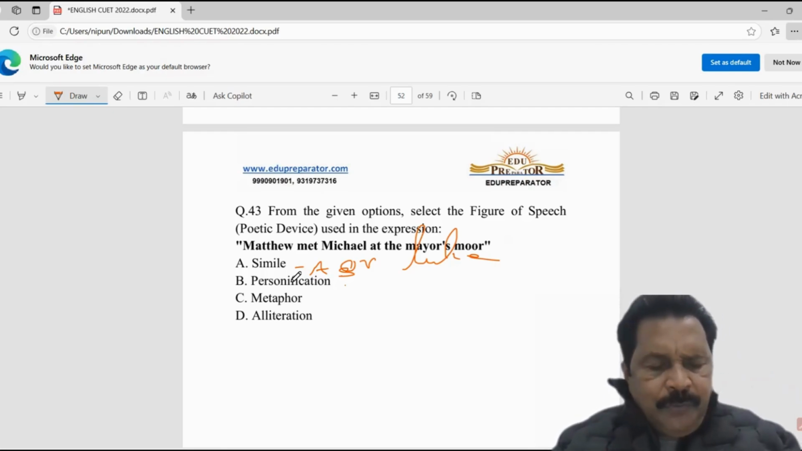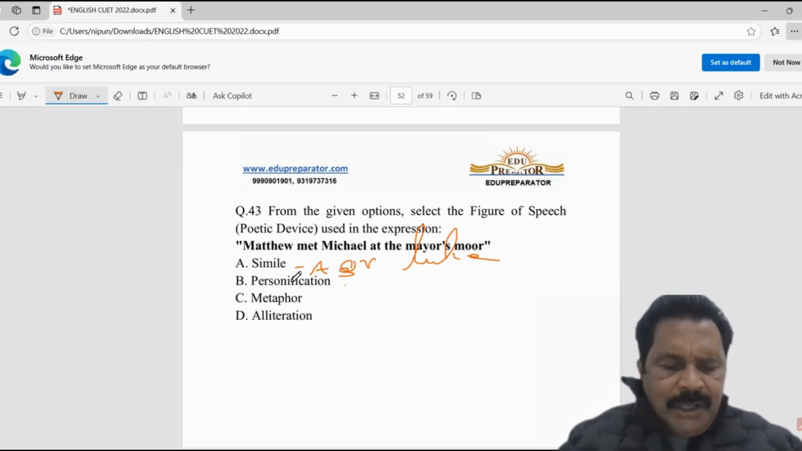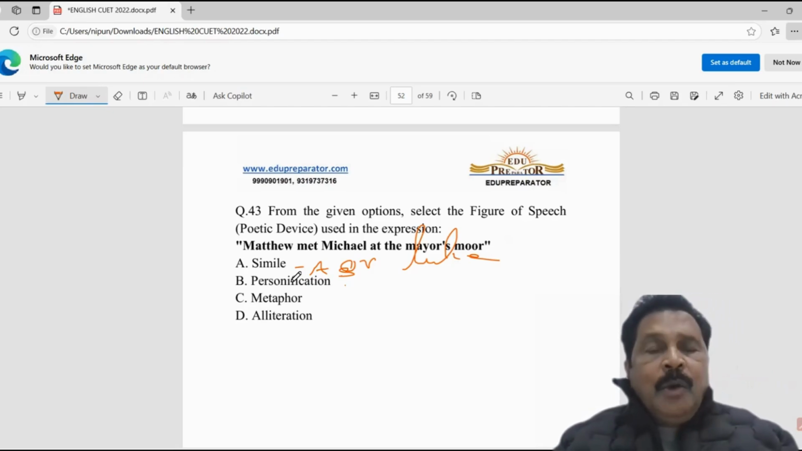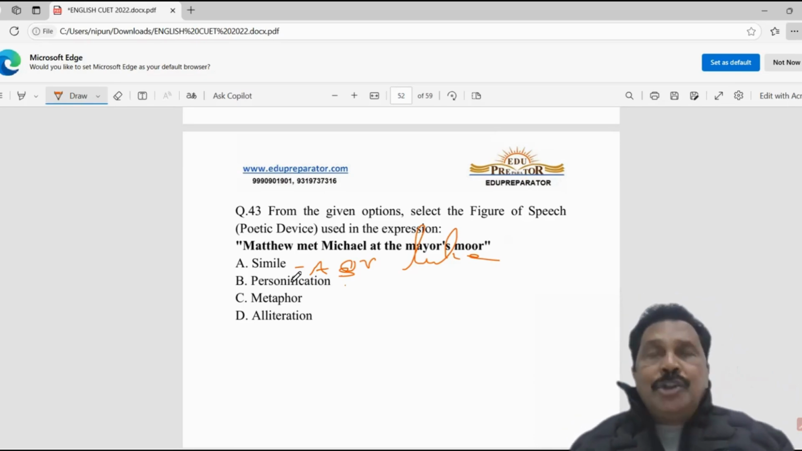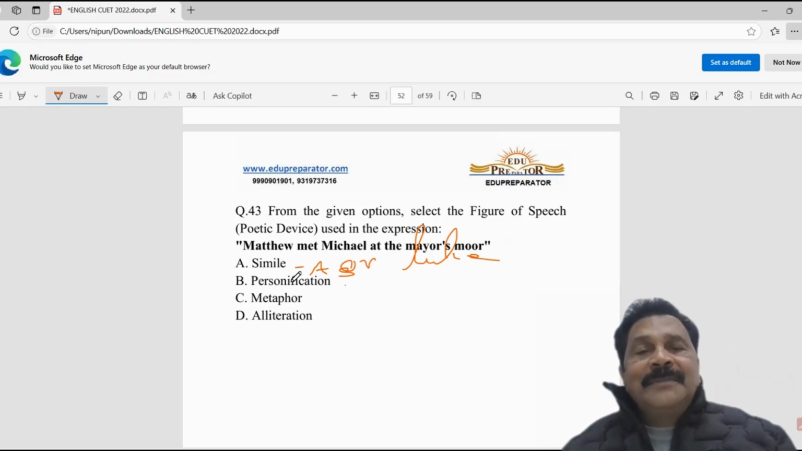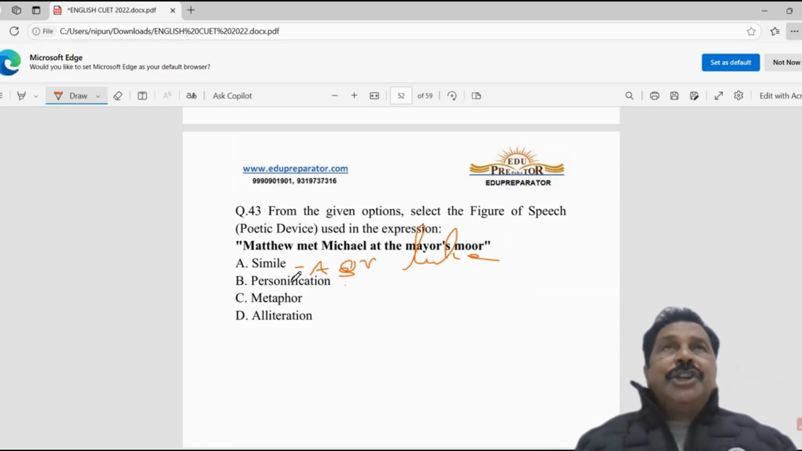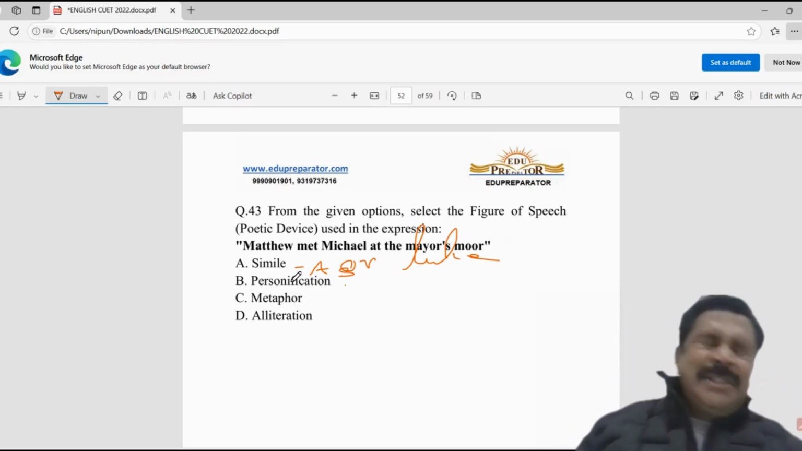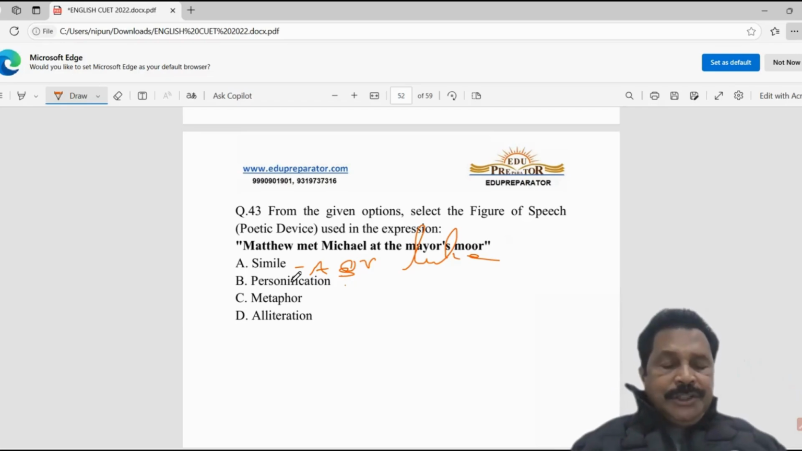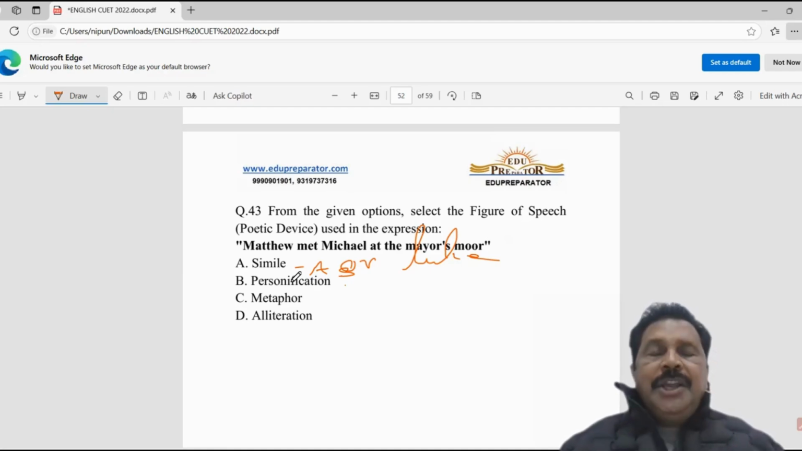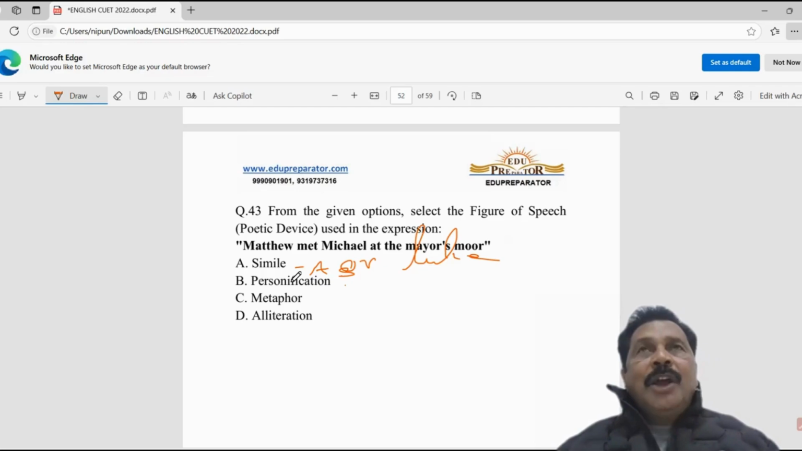And a third, metaphor: my mom has a heart of gold. That means she is a very fine lady. And alliteration means repeating the same sounding words, like: sheep should shower in the shed. Sheep should shower in the shed. The S sound is repeated.